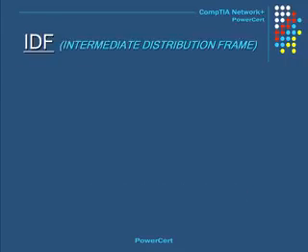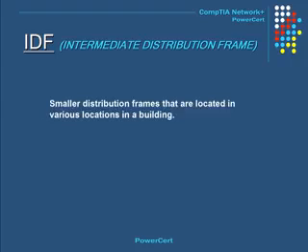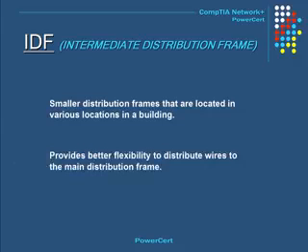There is also the intermediate distribution frame, and these are smaller distribution frames that are located in various locations in a building, and these provide better flexibility to distribute wires to the main distribution frame.